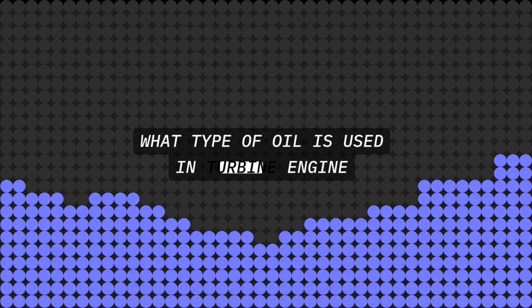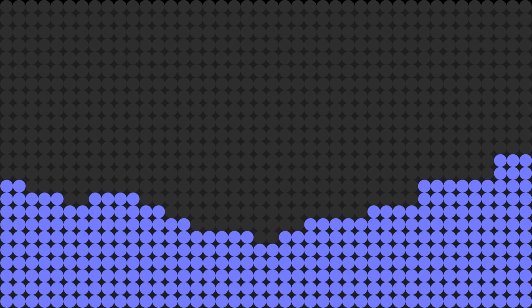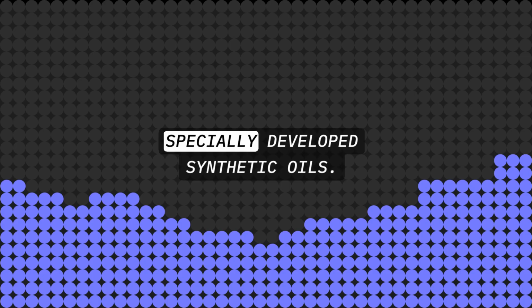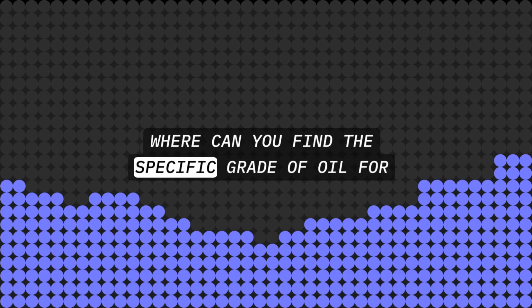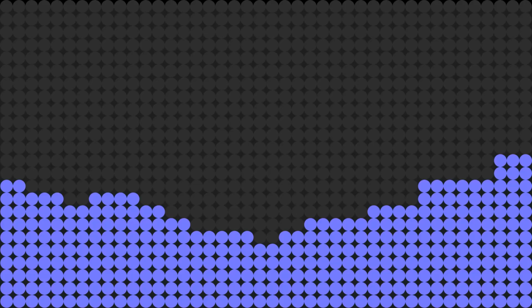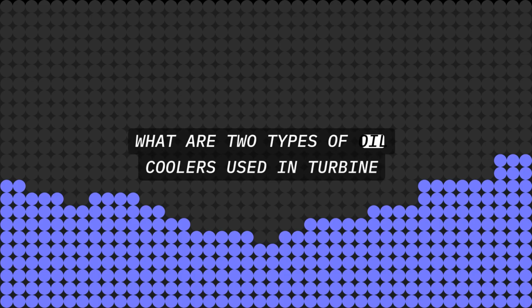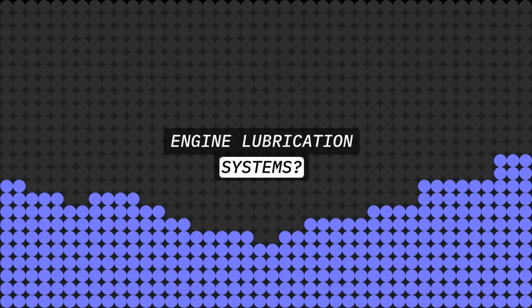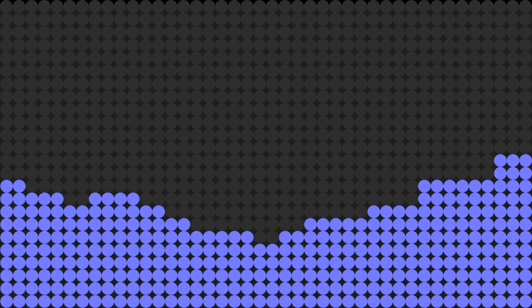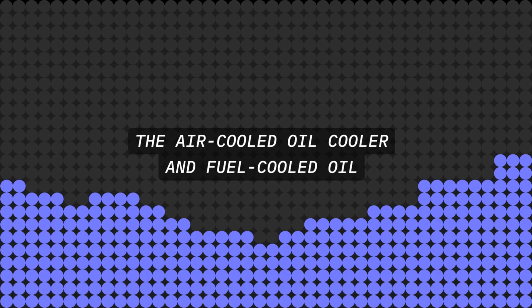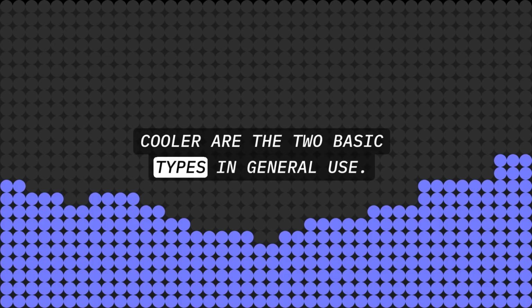What type of oil is used in turbine engine lubrication systems? Specially developed synthetic oils. Where can you find the specific grade of oil for a particular aircraft? Oil grades can be found in the airplane flight manual or the pilot's operating handbook. What are two types of oil coolers used in turbine engine lubrication systems? The air-cooled oil cooler and fuel-cooled oil cooler are the two basic types in general use.